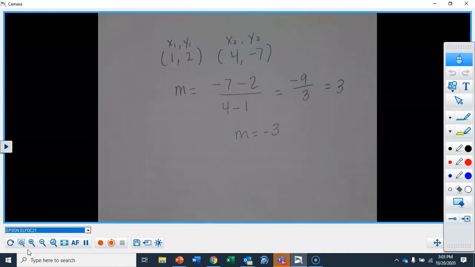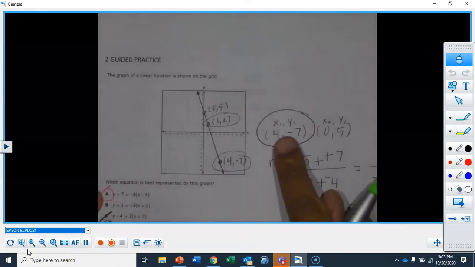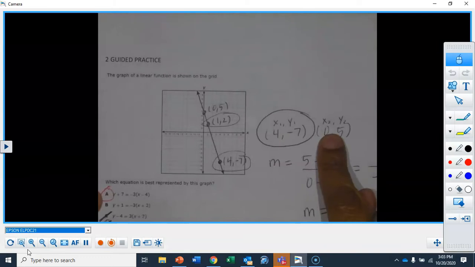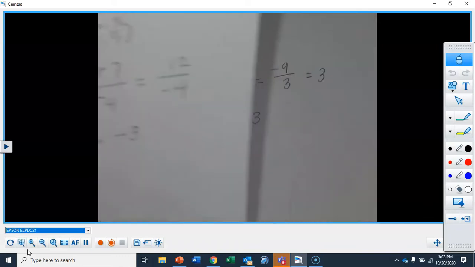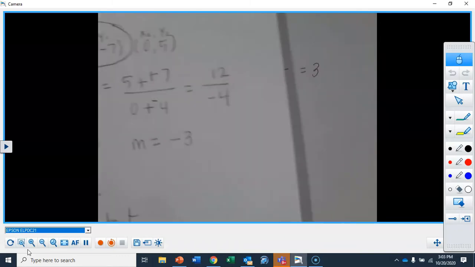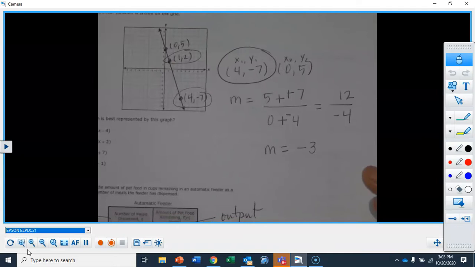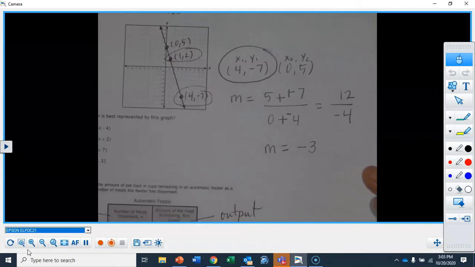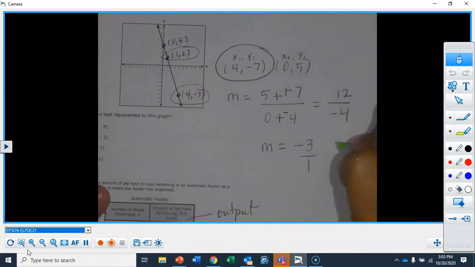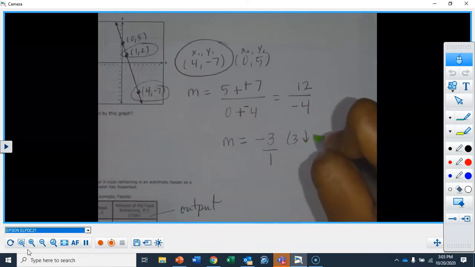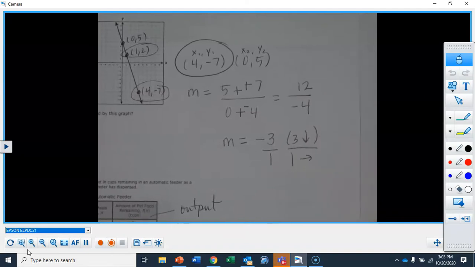So in the problem from class, just so y'all see, it's -3. Notice that I used 4, -7, and 0, 5. But in the problem I just did, I used 1, 2, and 4, -7. It doesn't matter. My m came out exactly the same. Why? Because that is the address on this line. Every point on this line is going to go what, guys? It's going to go 3 down and 1 to the right. So this shouldn't get a different answer.